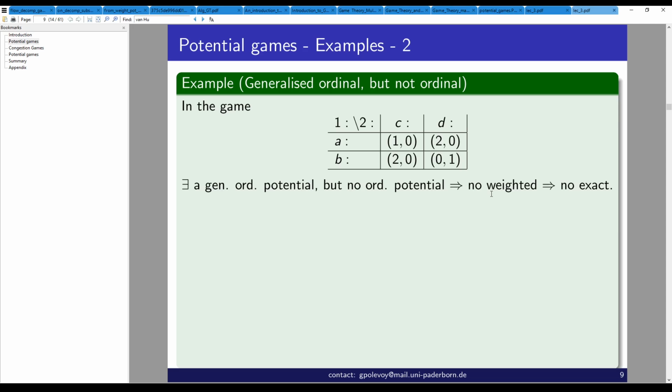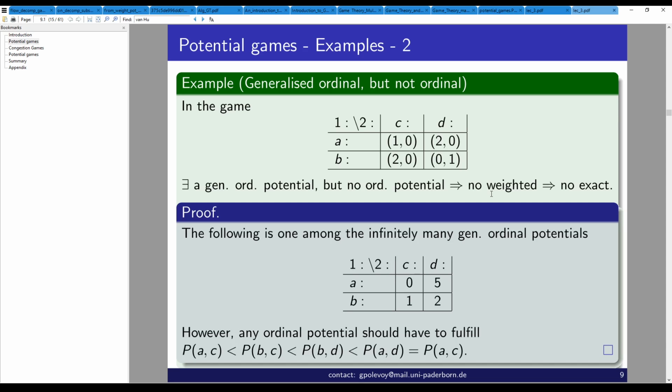So going back to the example, the generalized ordinal potential, when we go from AD to AC, we see it decreases. And it's okay for a generalized ordinal potential. But an ordinal potential has to exactly follow the sign change of the utility. It has to stay exactly the same because the utility does not change. It goes from 0 to 0, the utility of the changing player.